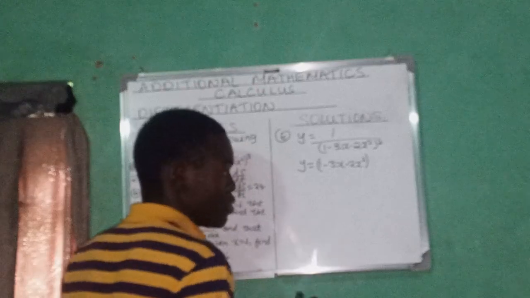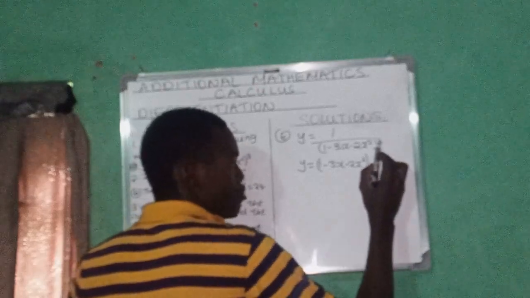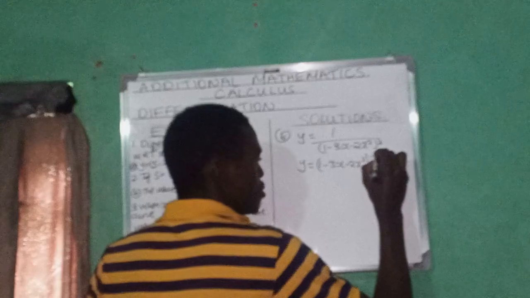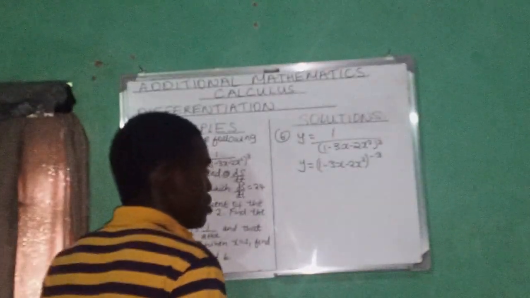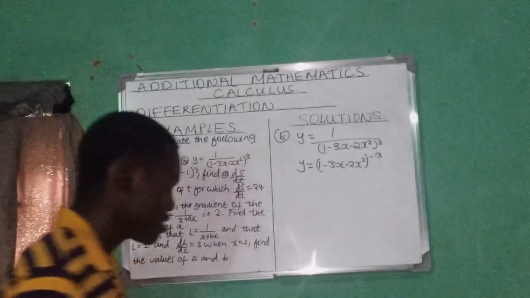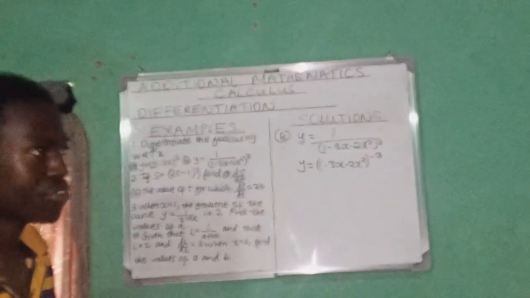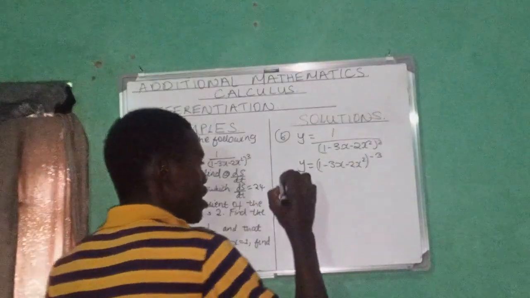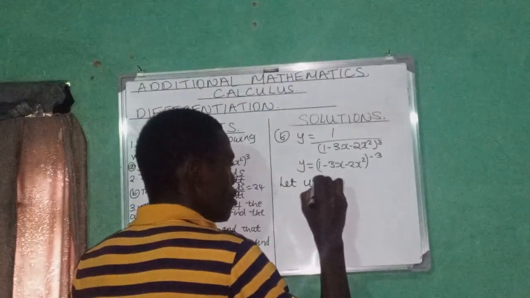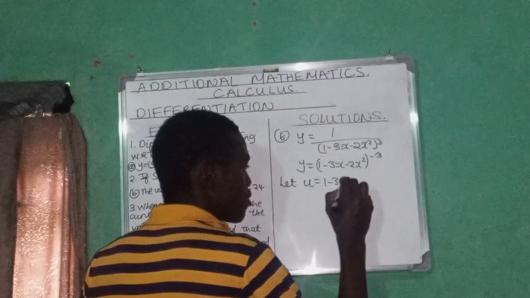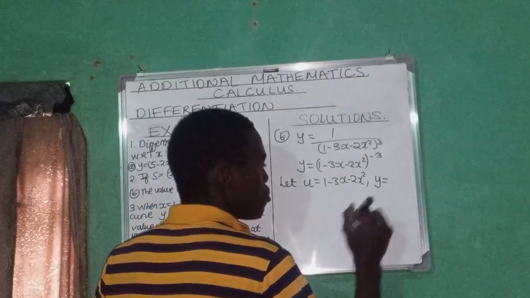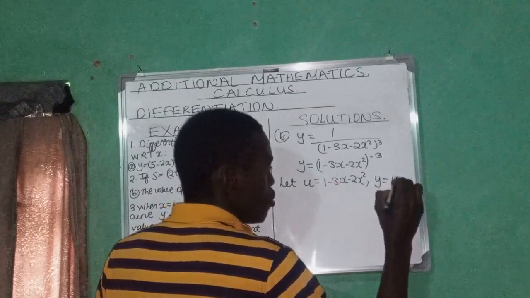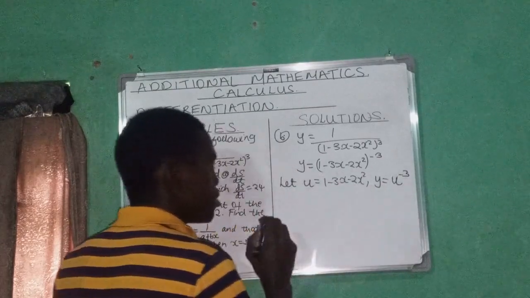When we take it up, it has a power 3 here, it becomes negative 3. So there's a positive 3, it becomes a negative 3. At least in this way, we can now proceed. We're saying let u be equal to 1 minus 3x minus 2x squared, and then y will be equal to what has remained, u to the power negative 3.